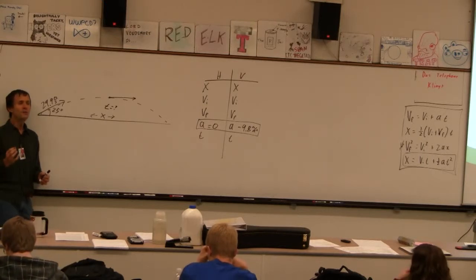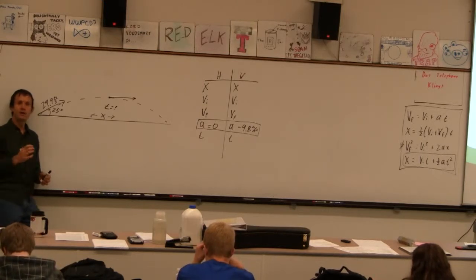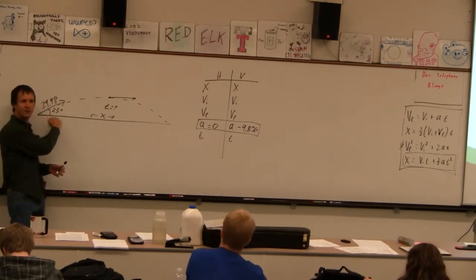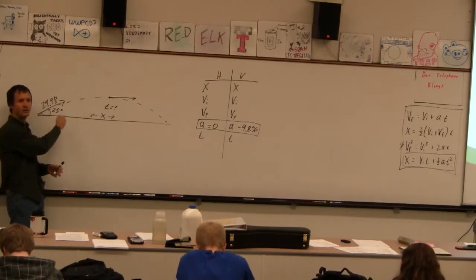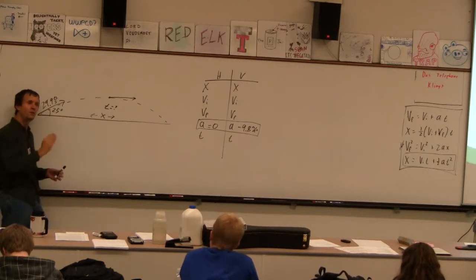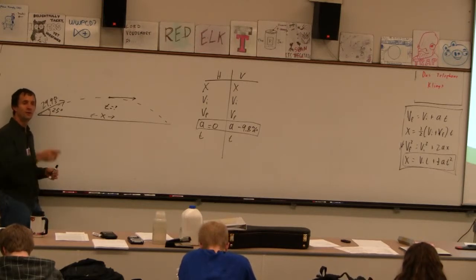So if only there was a way to take the 29.9 and figure out how much of it is horizontal and how much of it is vertical. If only there was a way to do that. Is there a way? What is the way? I've already told you. What do we do?